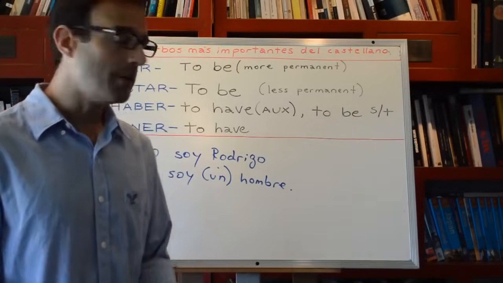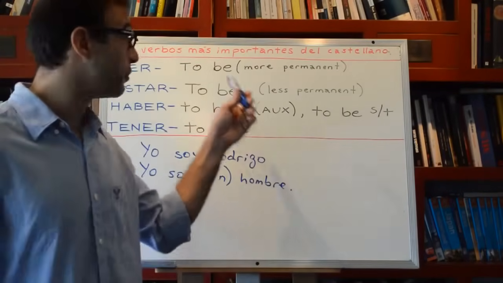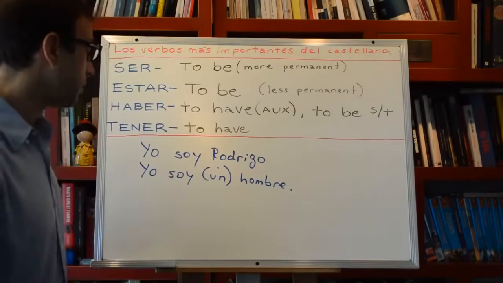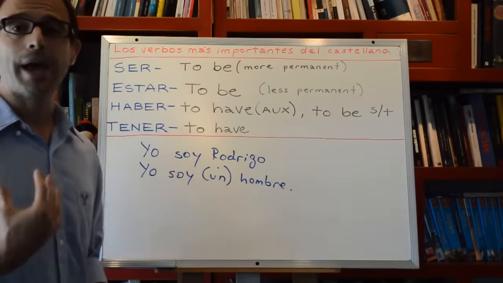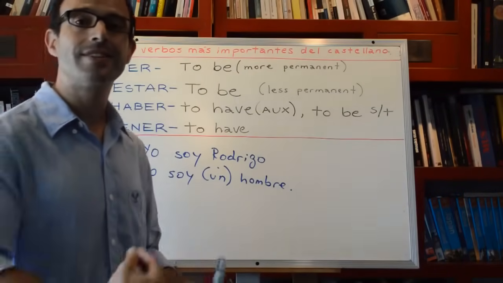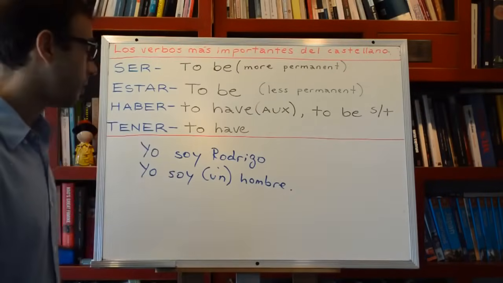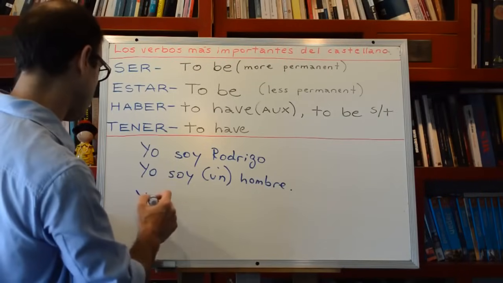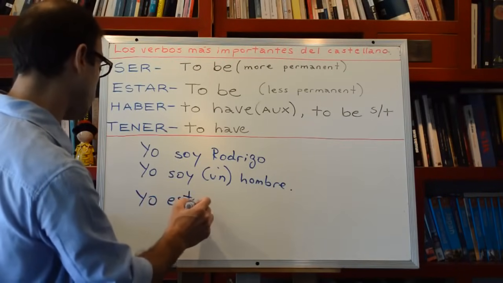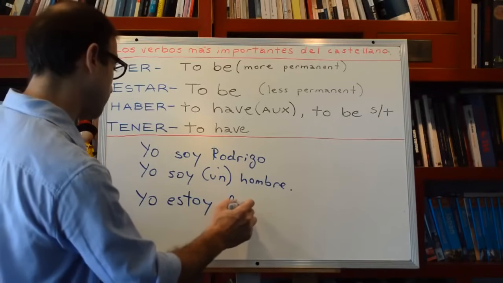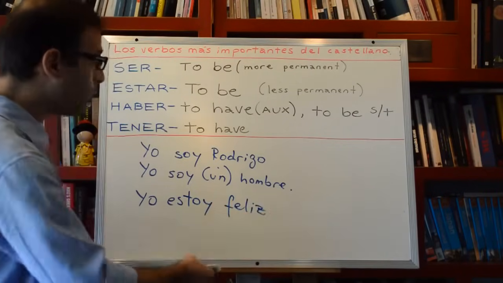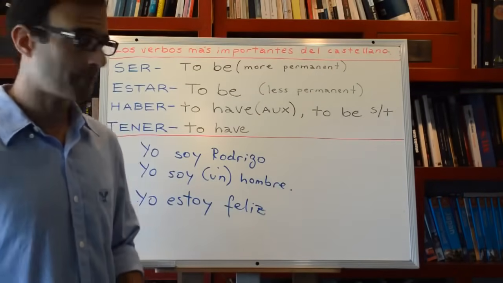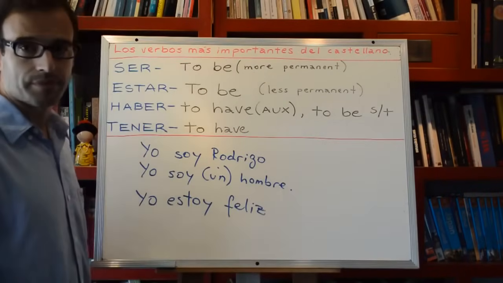Now, here you can see how and when we use the verb ser. But the verb estar, I'll show you how we use it now. For example, I am happy, right? This is a state that can change from a moment to another. Then we don't use the verb ser. We use estar. Yo estoy feliz. Feliz or whatever other adjective, okay, you want.